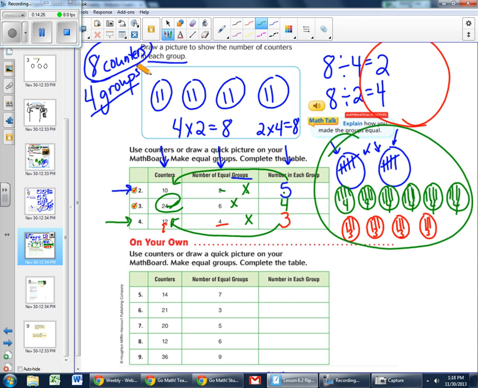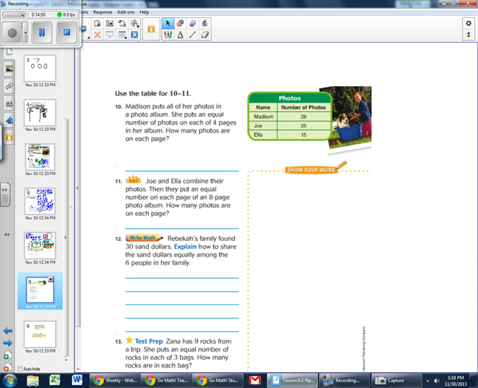Next one is on your own. You're doing the exact same thing that you did up above. You have the total number of counters, the number of groups you need to make, and then going back and actually counting how many are in each one of those groups to fill in the number in each group. Okay? You're not going to do that right now. You are going to move on to page 216, and we are going to look at this problem.